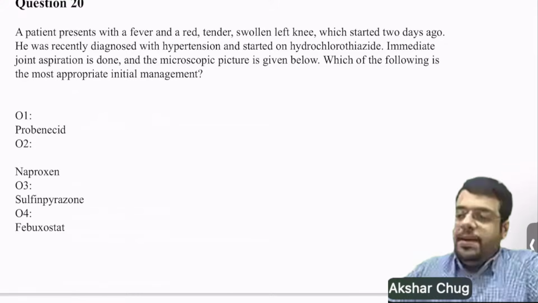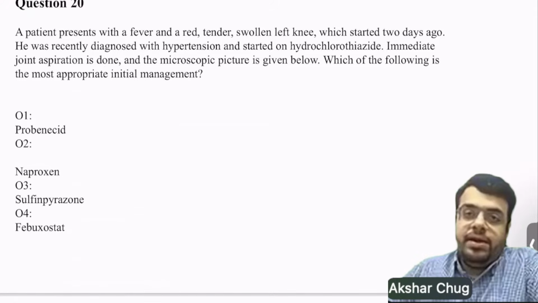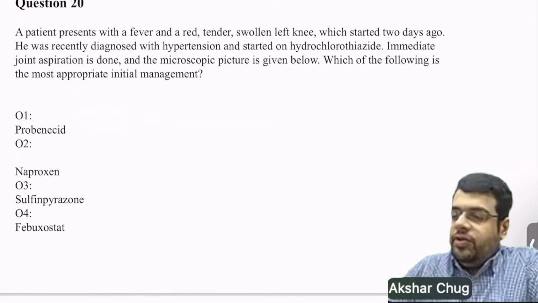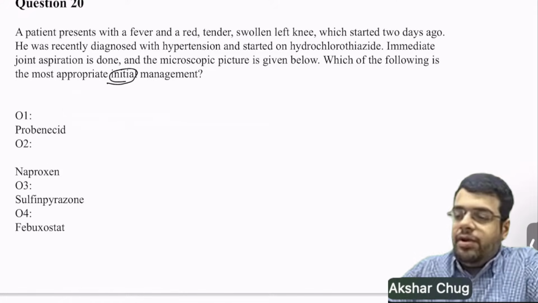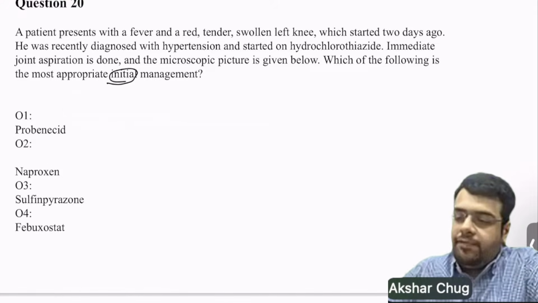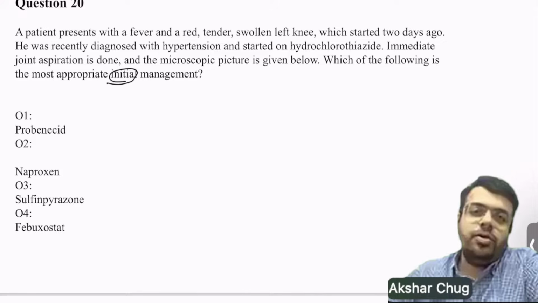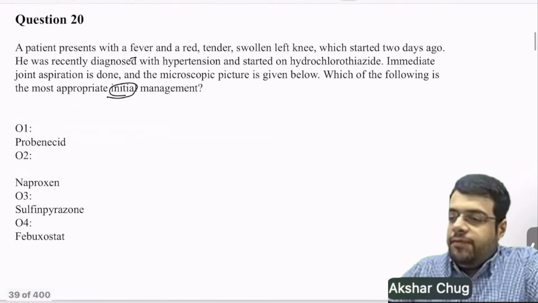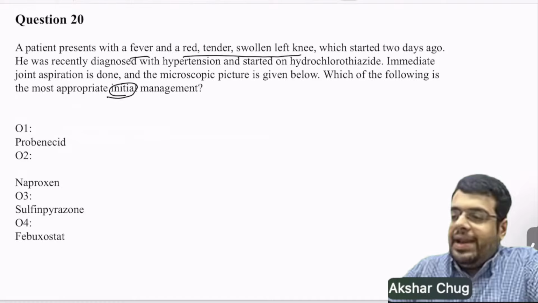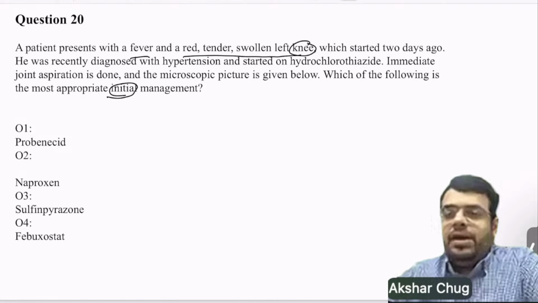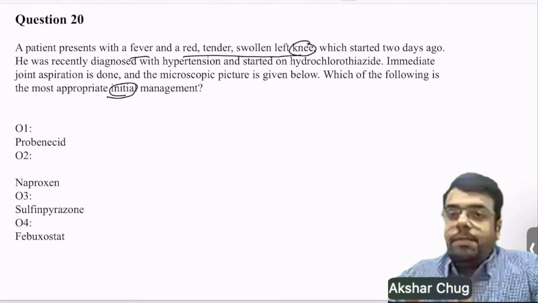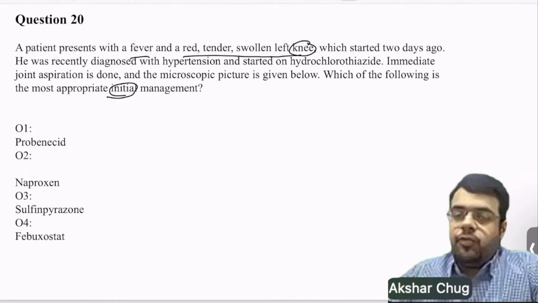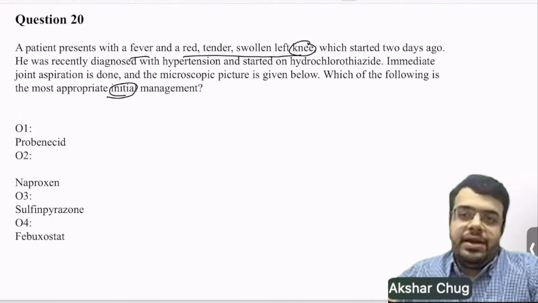A patient presents with, okay, now this is again a clinical long stem question. So first we'll read the last line. Which of the following is the most appropriate initial management? That is what we are asked. From the options, we can gather that the question might be about gout. A patient presents with fever and a red, tender, swollen left knee joint. Now, knee does not classically suggest gout, but in the polyarthritic stage of gout, even knee joints can be involved. But knee is classically involved in pseudogout.